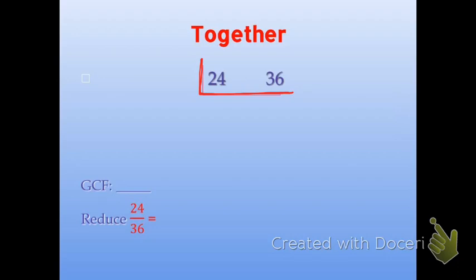So we have to pick a number that divides evenly into 24 and 36. Now, some of you are going to pick a bigger number than others of you will. So when we're doing this together, I'm going to always go with the smallest number. However, if you see a bigger number than the one I use, it'll still give you the same answer. That'll make more sense in just a second.